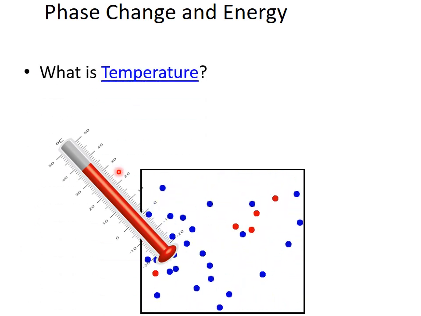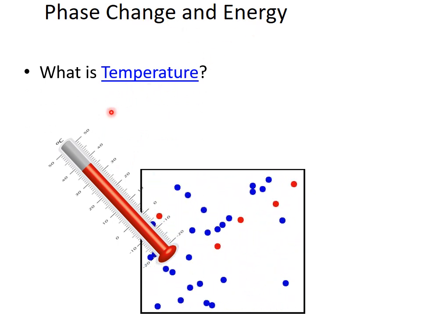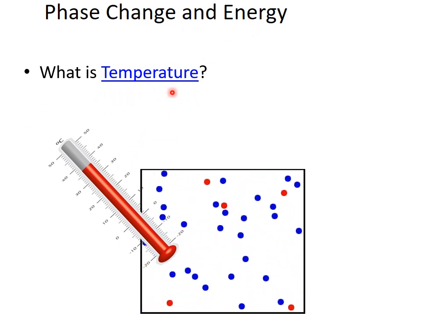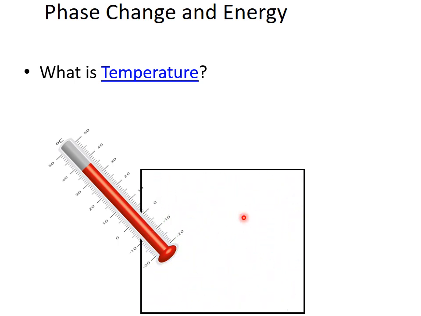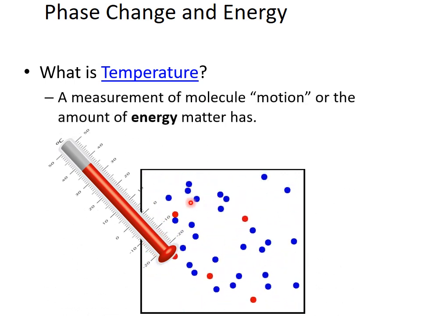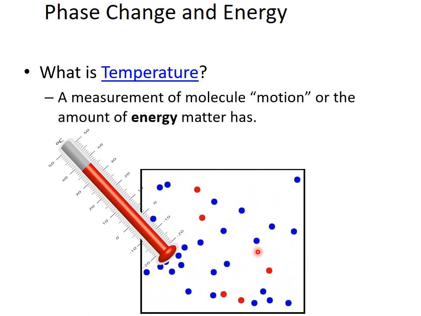So starting with the idea of, in order to understand phase change in energy, you have to have an idea of what a temperature is. A temperature is a measurement of the energy of a system or matter. It's also defined as a measurement of how much molecules are in motion.